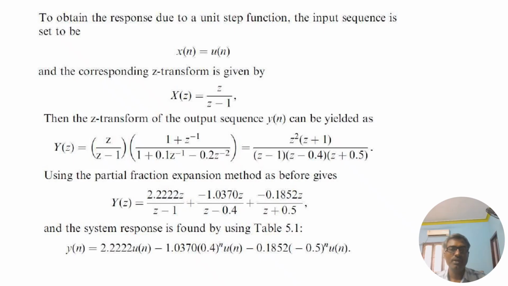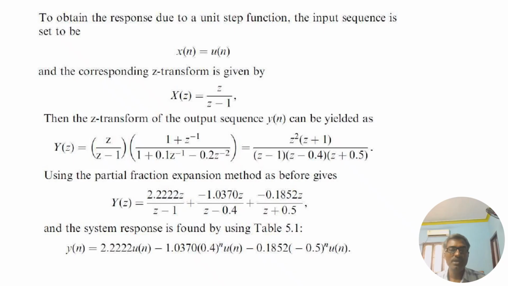Now we need to find the step response. Step response is nothing but the output of the system when the input is a unit step signal. So x of n will be considered as u of n. When we take the Z transform for u of n, the result will be X of z equals z by z minus 1. So now Y of z can be written as X of z into H of z. So z by z minus 1 into 1 plus z inverse by 1 plus 0.1 z inverse minus 0.2 z power minus 2. Now you multiply numerator and denominator, then apply partial fractions, then find the A, B, C values.